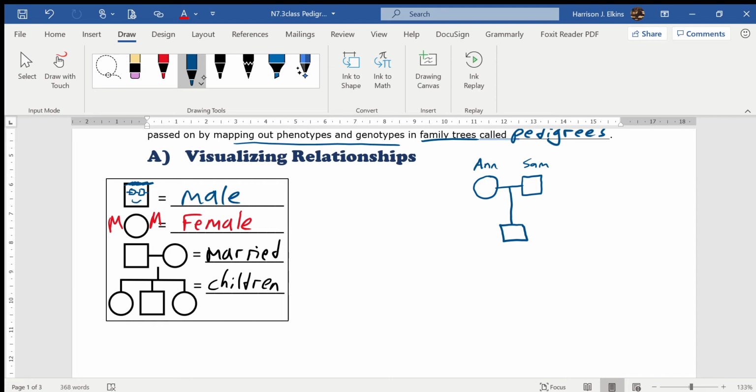Okay, so here they have a son. Anne and Sam have a son together, and that son grows up and he marries a woman, and they have some kids. Okay, so let's say that they have a son and a daughter. How am I going to represent that? Well, I'm going to draw a vertical line like this, kind of like a tree branch, and then have some fruit hanging off of it. That's their kids, all right? So this is their daughter, and this would be their son.